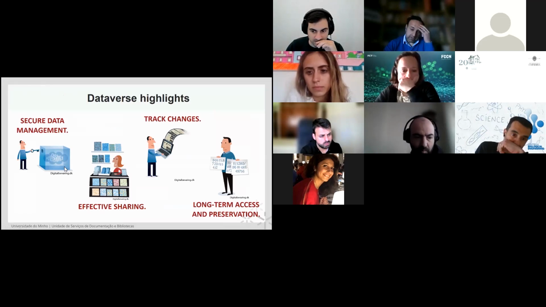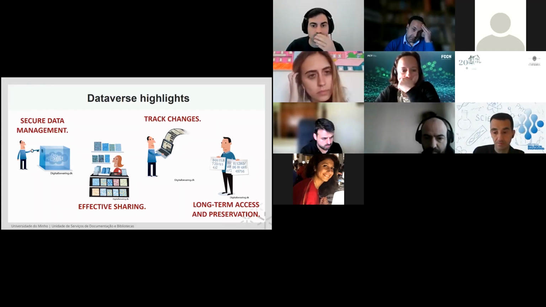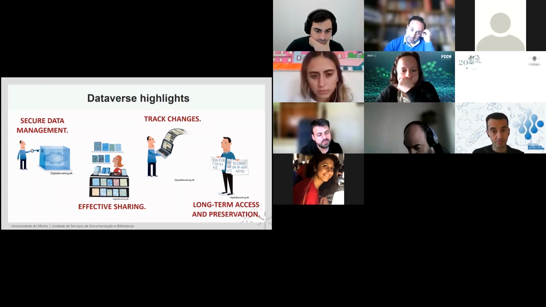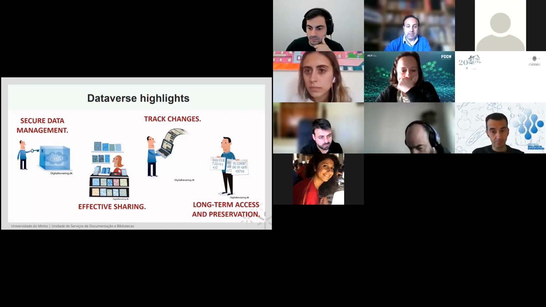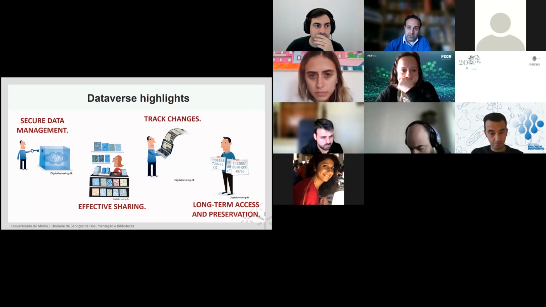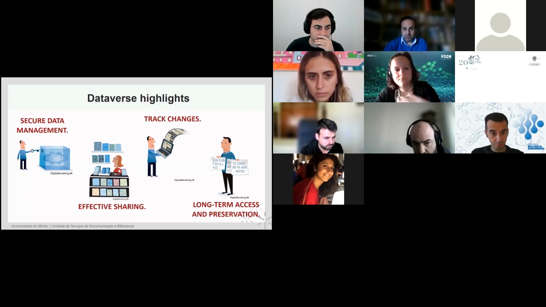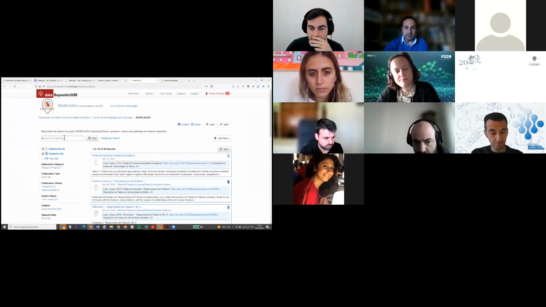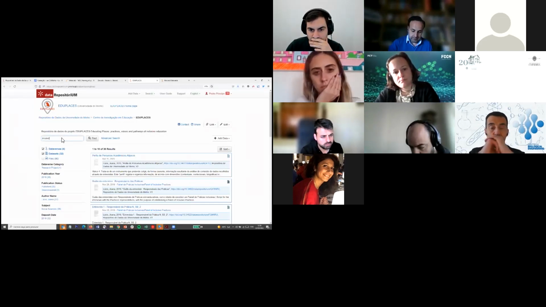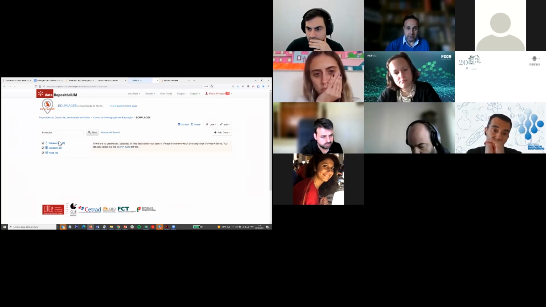So what is interesting about Dataverse is that it ensures secure data management, as we have different access rights. Effective sharing, as you can see. There is this versioning thing, so this is quite interesting. We have a good example here.